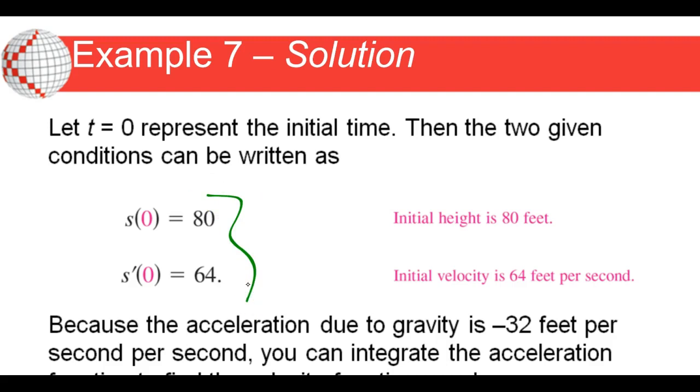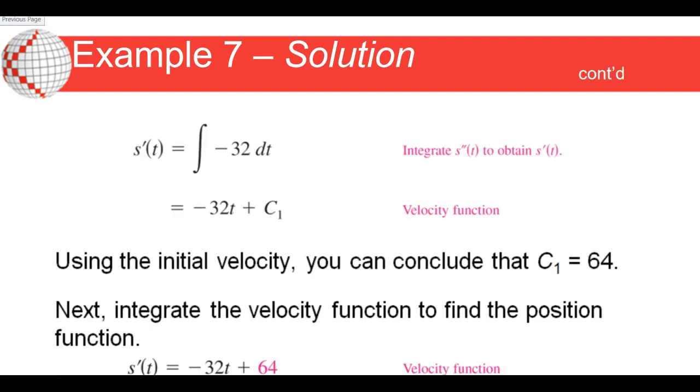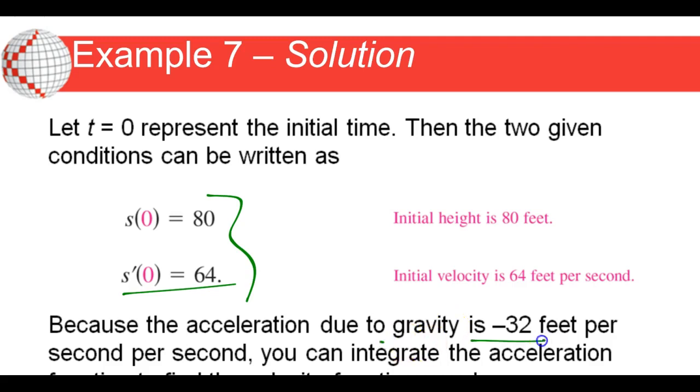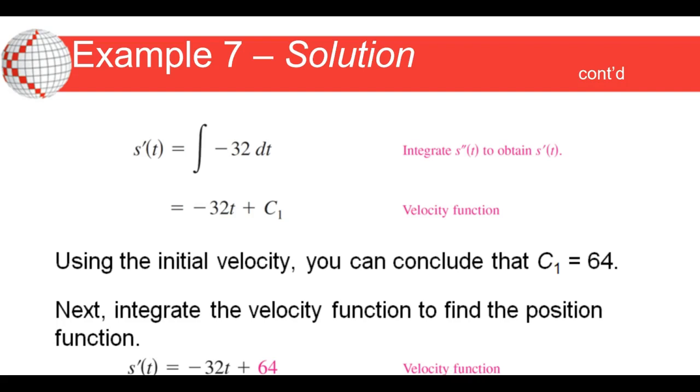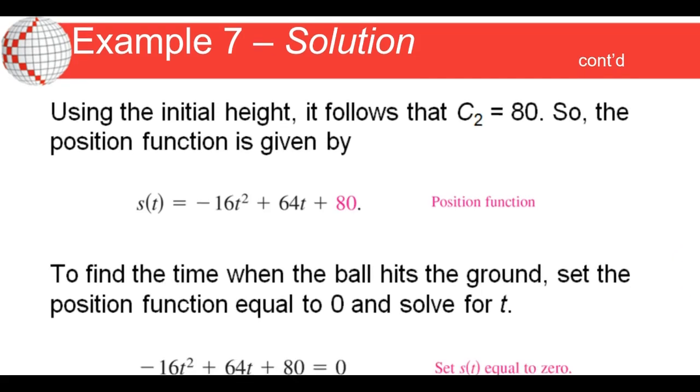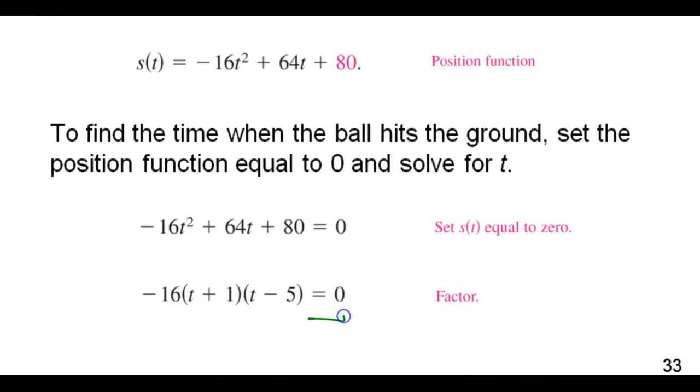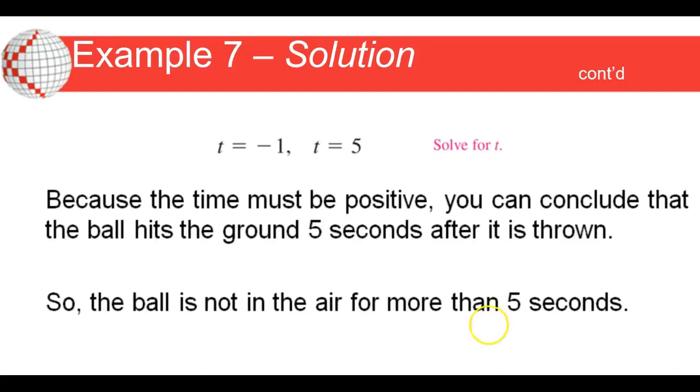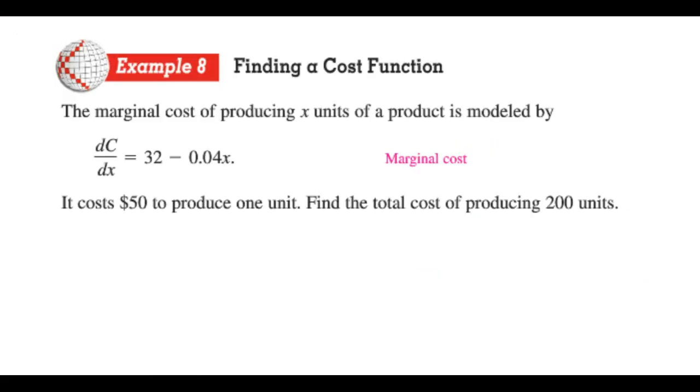So good. Coming up with the derivative is 64, that's given. Also, due to gravity, you had to come up with the gravitational pull of the Earth. They integrated this. Of course, this is posted on Blackboard as well if you'd like to see. They factored it, and then they made their conclusions: the ball's in the air for 5 seconds. Let's try one more example.